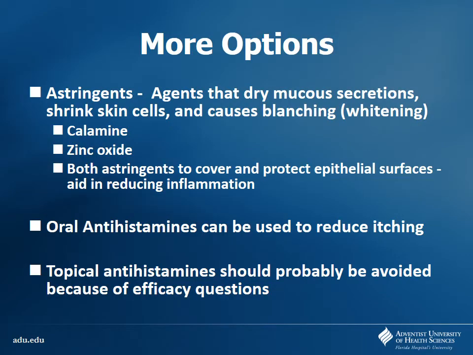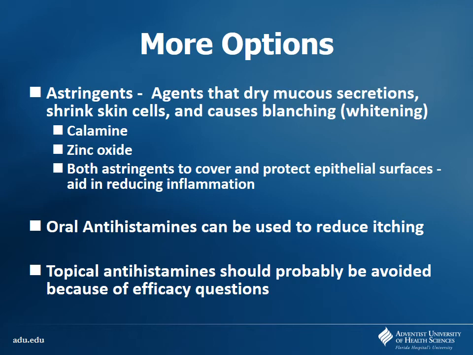All right, some of the things you may use occasionally, things like astringents. These typically are agents that dry mucus secretions. They shrink skin cells and typically cause blanching or whitening of the skin. Things like this include calamine lotion and a lot of topical products that are zinc oxide based. Astringents tend to cover and protect epithelial surfaces, and can help in reducing inflammation. So it's a useful adjunctive agent for helping to reduce inflammation.